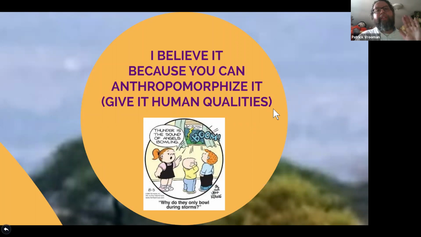Now, the ability to anthropomorphize, some people say it's a good thing, some people say it's a bad thing. The ability to do that is based upon a metaphysical belief that because it's human-like, because it's like me, I will find value in it. I will understand it. I can understand it. And if I can't do that, then I can't understand it. Okay?